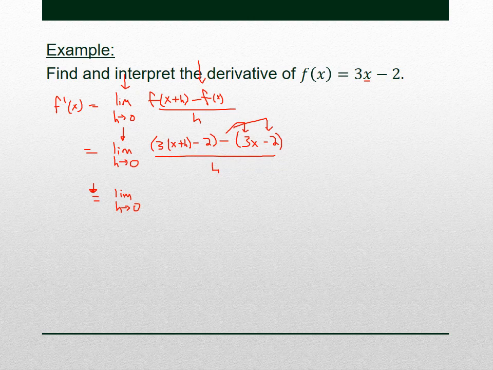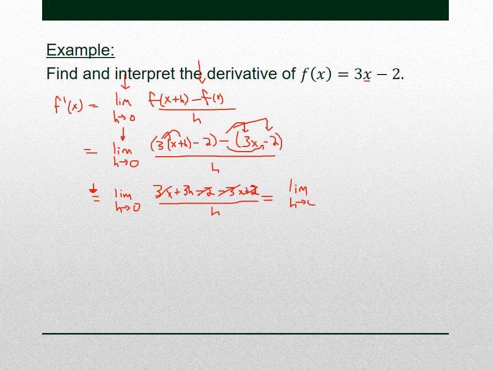All right, so first, we can distribute this 3. So we get 3x plus 3h minus 2. And then here we'll get minus 3x, and then the negative will cancel with the negative and get plus 2. So minus 3x plus 2 over h. And now notice we have a positive 3x and a negative 3x, a minus 2 and a plus 2. So those canceled, and we were left with the limit as h goes to 0 of 3h. That's the only thing left in the top.